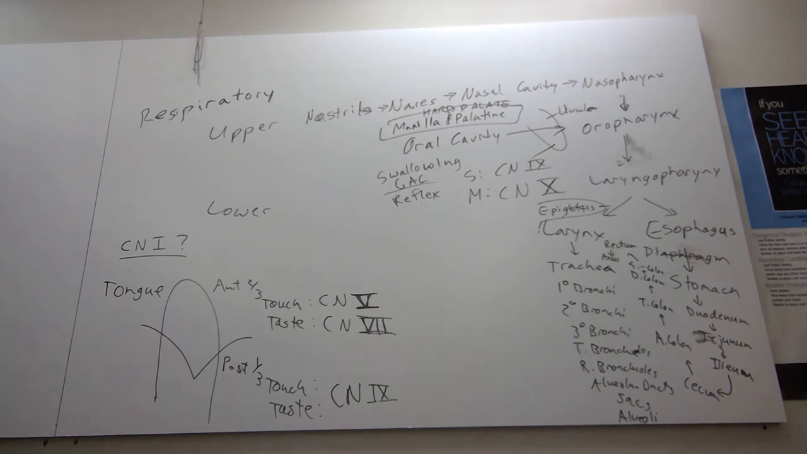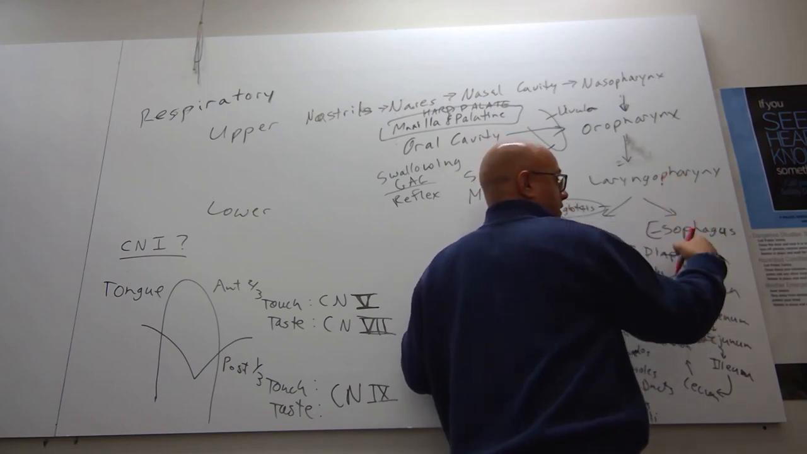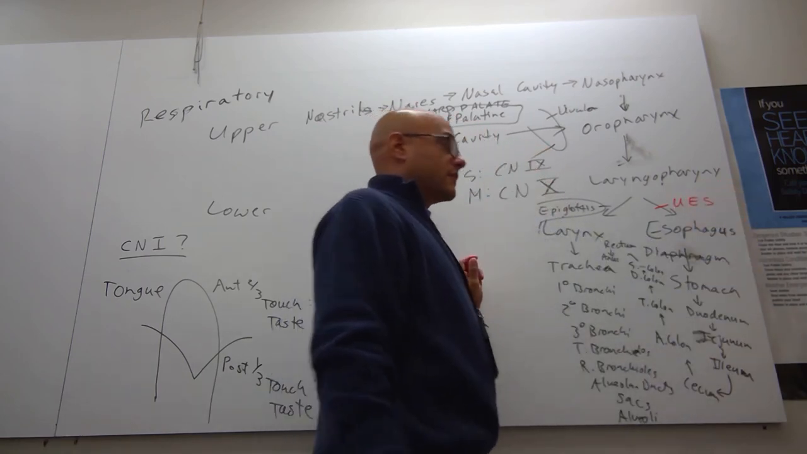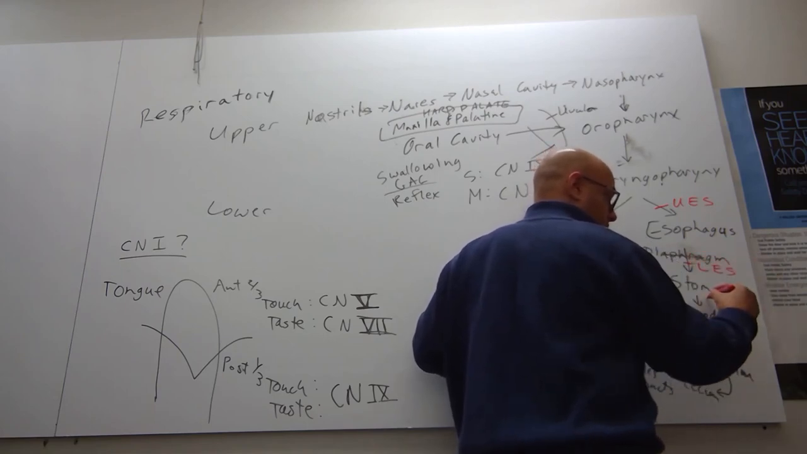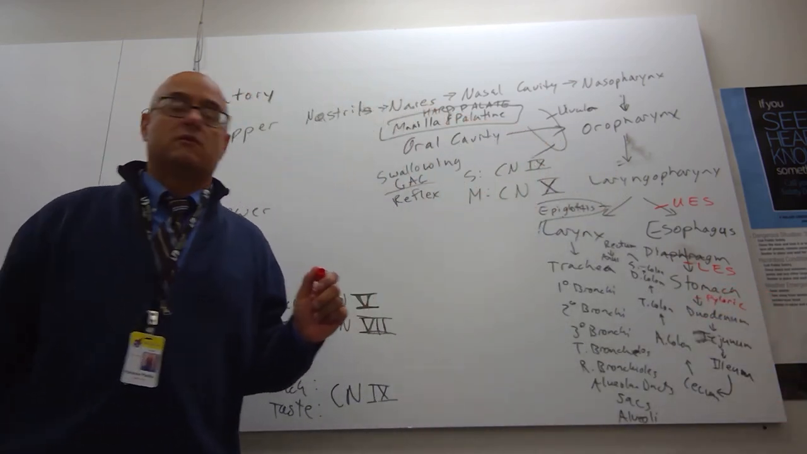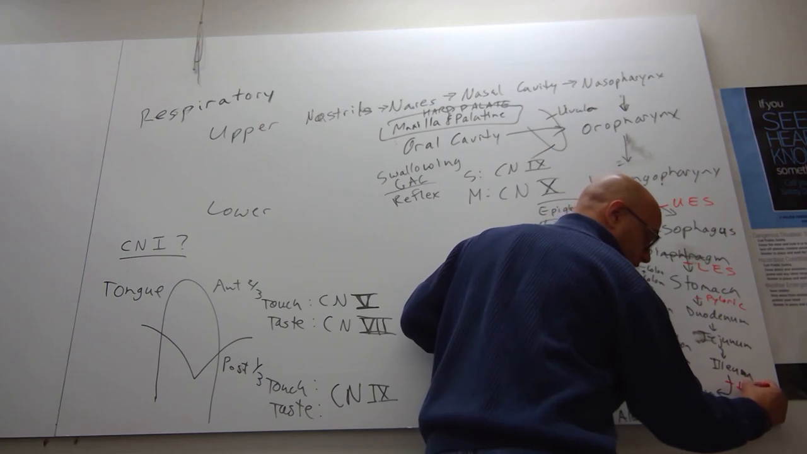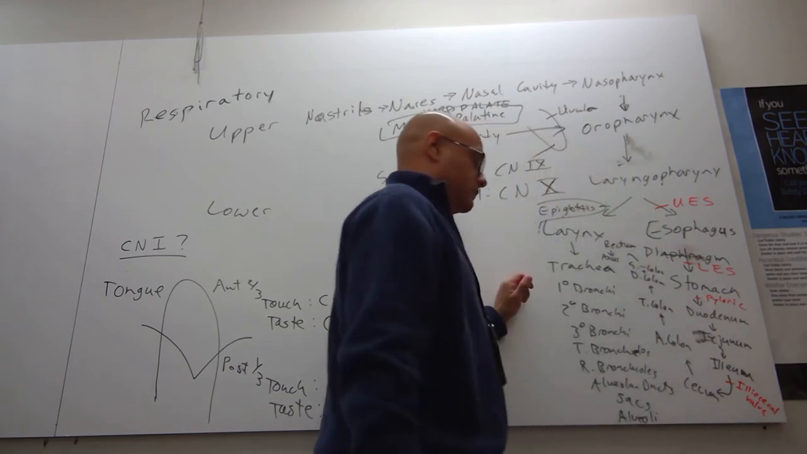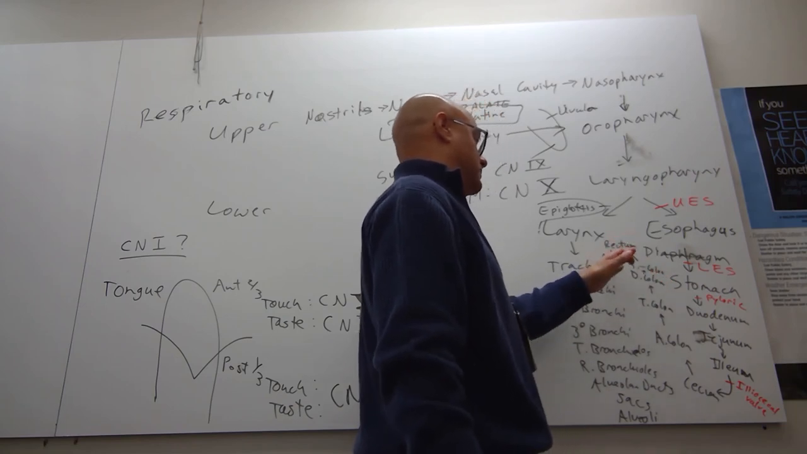I'm going to draw them in. Between the laryngopharynx and the esophagus, there is the upper esophageal sphincter. Between the esophagus and the stomach, there's the lower esophageal sphincter. Between the stomach and the duodenum, there's the pyloric sphincter. Then between the ileum and the cecum, there's the ileocecal valve. Then the cecum, A colon, T colon, D colon, S colon, rectum, anus.